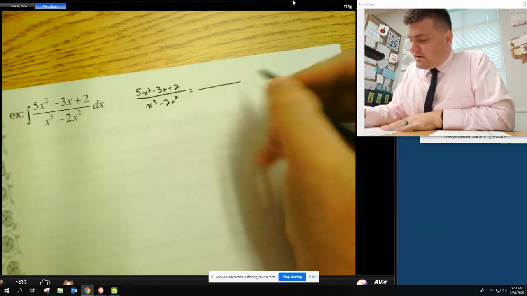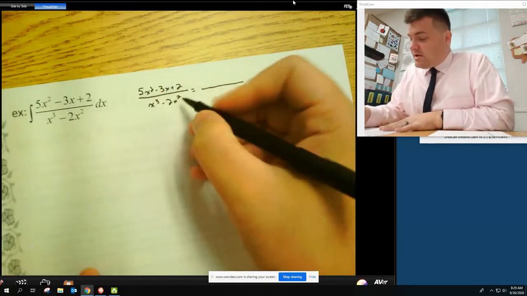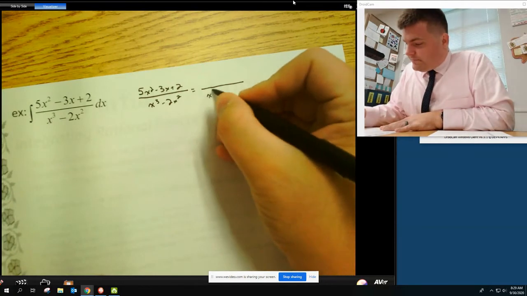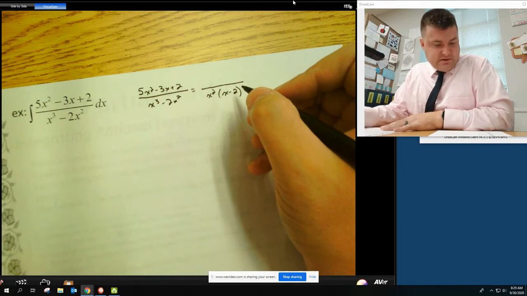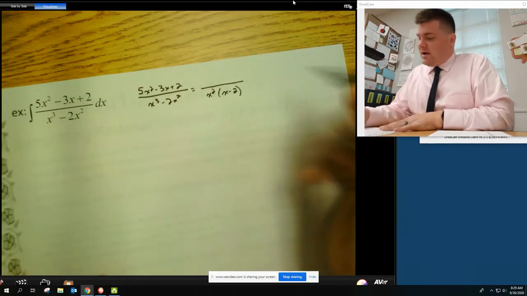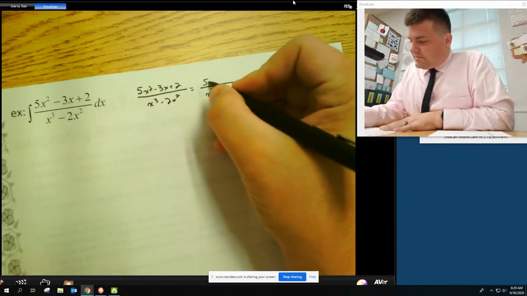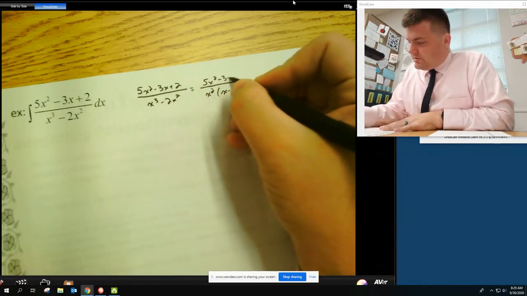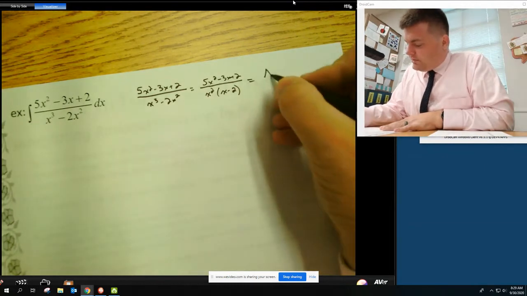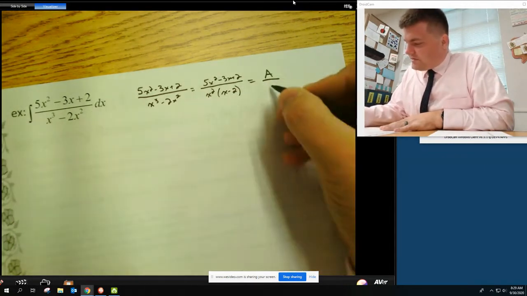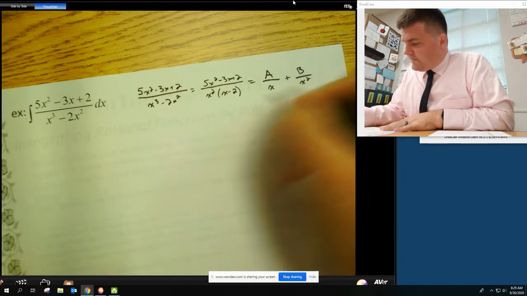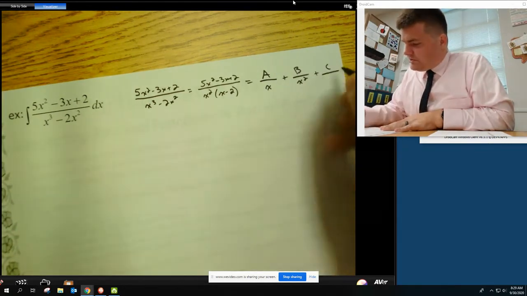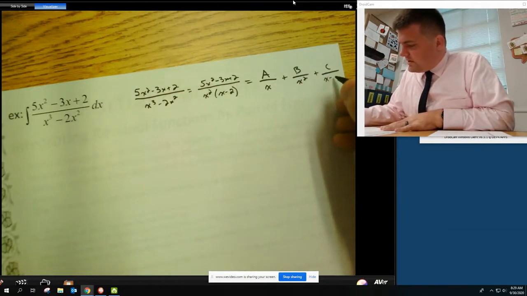To factor the bottom, I can take out an x squared, and I'm left with an x minus 2. The top is going to stay the same. Now this is going to equal A over x, since I have a repeating factor, I'm going to go with just the single factor, plus B over x squared, the repeating factor, plus C over x minus 2.